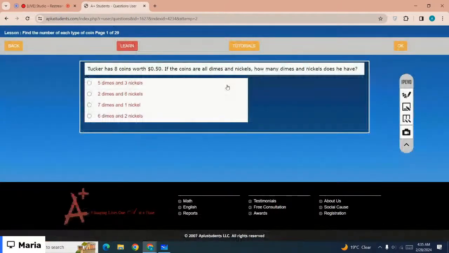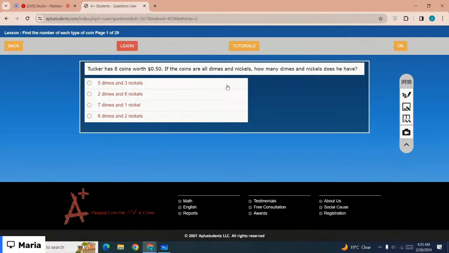Tucker has 8 coins worth $0.50. If the coins are all dimes and nickels, how many dimes and nickels does he have, right? So he has dimes and nickels, right? Let's see how many. $0.50 you have to make, right?